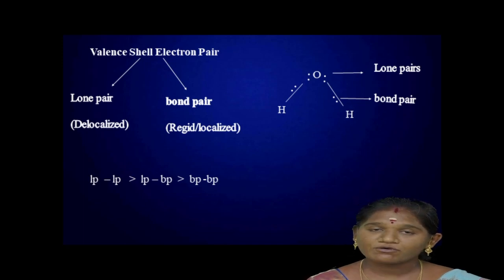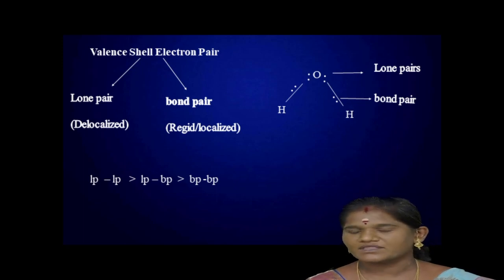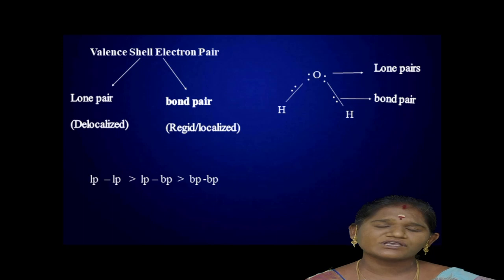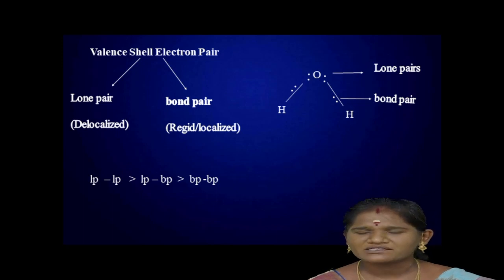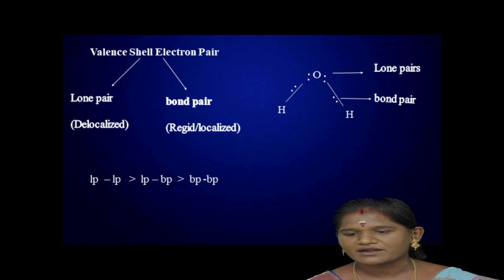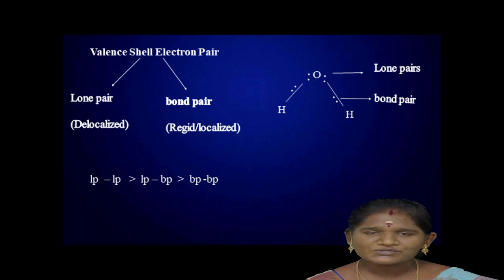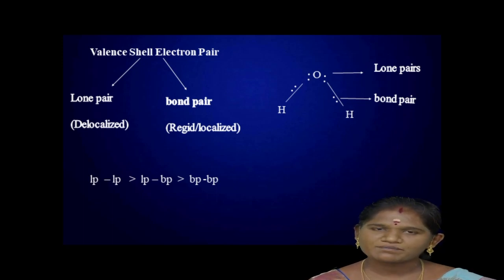But lone pairs of electrons are held only by a single parent atom, that is oxygen. So they are free to move, and they try to expand more. Due to this expansion, lone pairs repel more than bond pairs of electrons. So lone pairs repel more. In the case of bond pairs, there is also repulsion, but the bond pair repulsion is minimum compared to that of lone pairs.